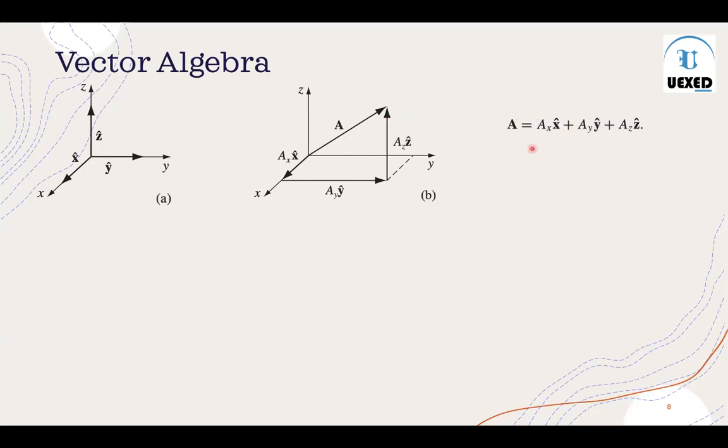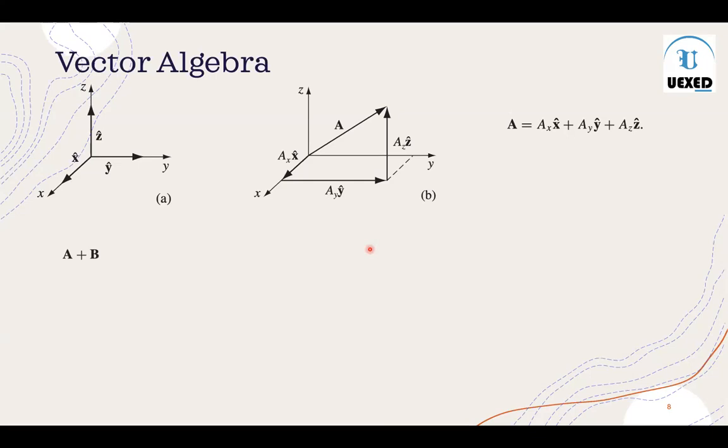So vector A is nothing but the sum of all the components together. So this is ax x cap plus ay y cap plus az z cap, where x cap, y cap, z cap are unit vectors in that particular direction, and ax, ay, az are the magnitudes of the vector in the x direction, y direction, and z direction respectively. So this is the full way of defining a vector in three-dimensional space. And this is particularly for the Cartesian coordinate system in component form. Okay, we're going to use it very frequently.